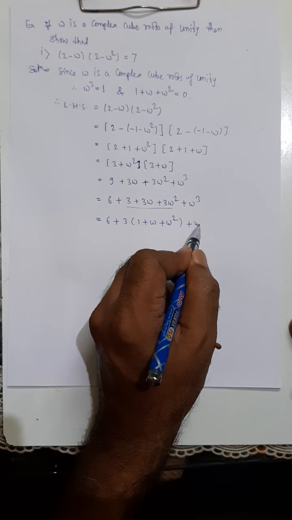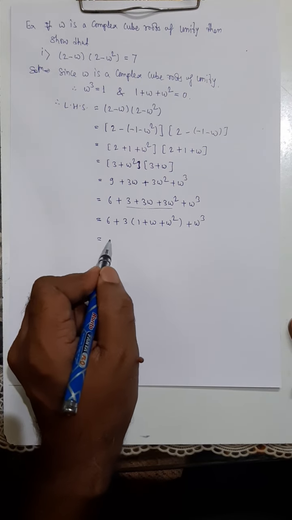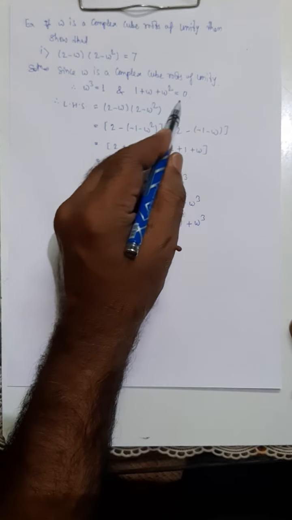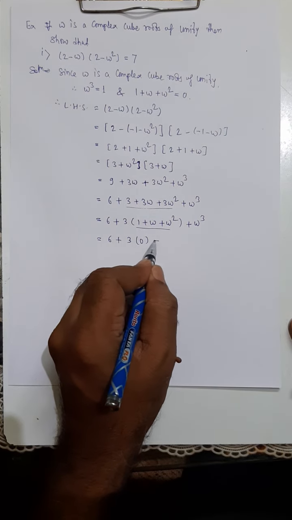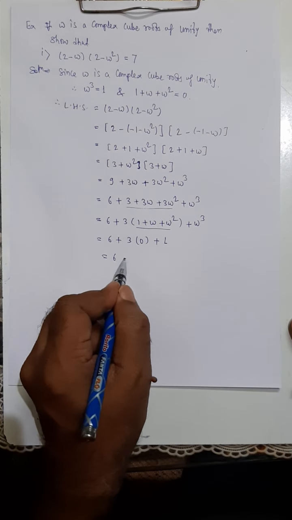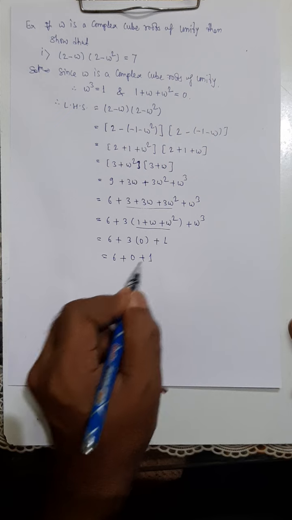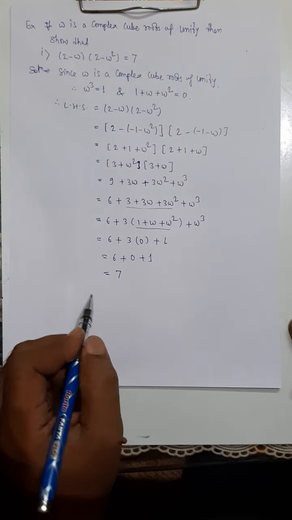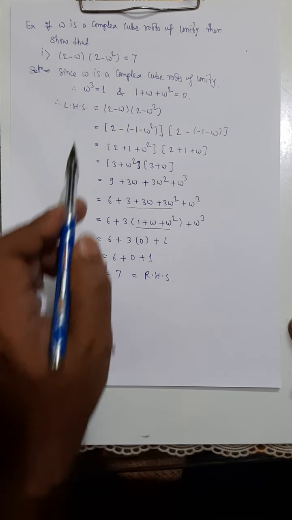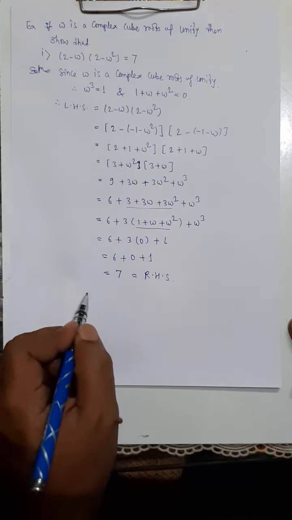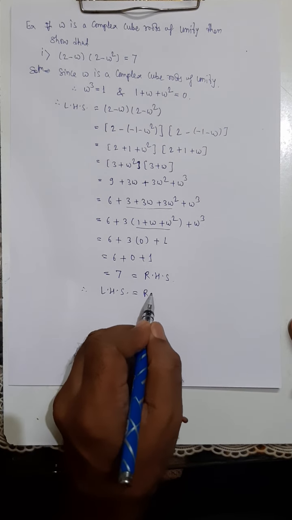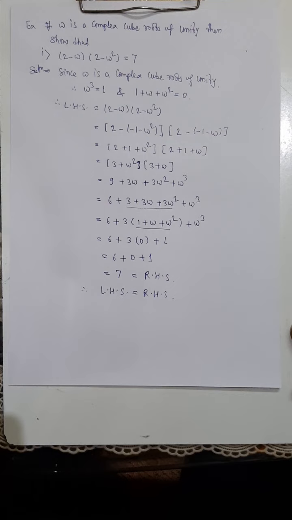square, plus omega cube. So it is equal to 6 plus 3 times, we know the value of this, its value is 0. Also we know the value of omega cube, its value is 1. So we get 6 plus 0 plus 1, 6 plus 1, 7. And that is nothing but the right hand side, RHS, and that is what we had to show. We have to show the value is 7, and thus we have shown that LHS equals RHS. The solution is completed.